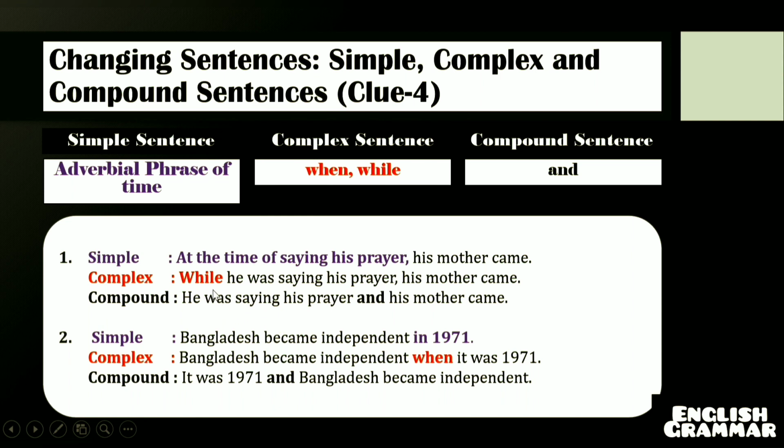If any sentence is in a continuous process or progressive mode, we need to use "while." Suppose here I have written "while he was saying his prayer," that means it's a continuous tense. But "Bangladesh became independent" is actually simple past. That's why I have written "when," but here I have written "while." And if I talk about the compound sentence, I will find that there are two clauses here, and they are joined with the help of a coordinating conjunction.